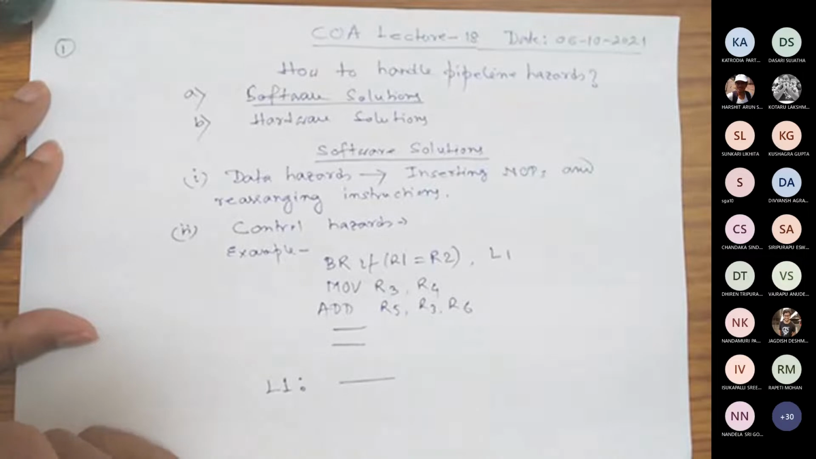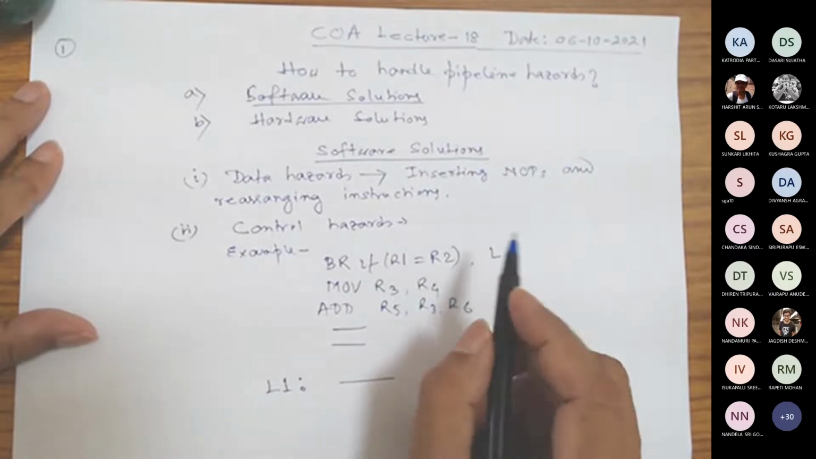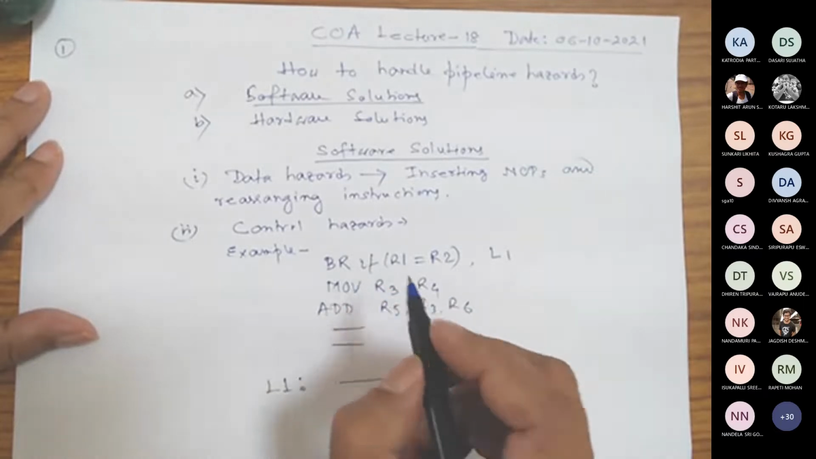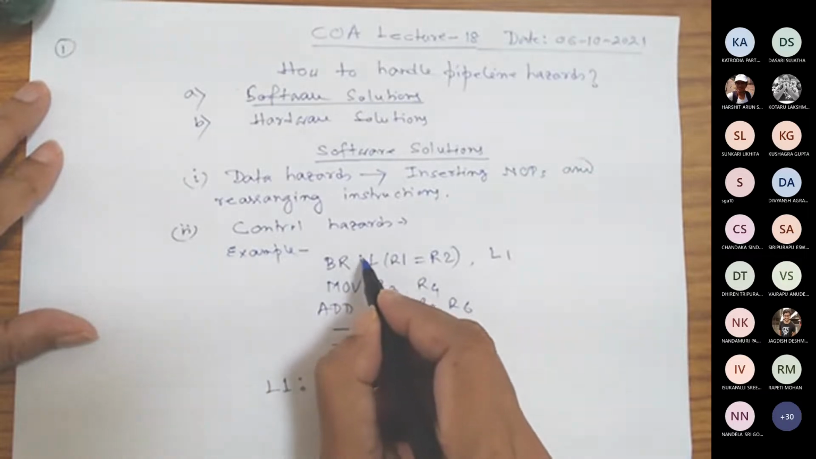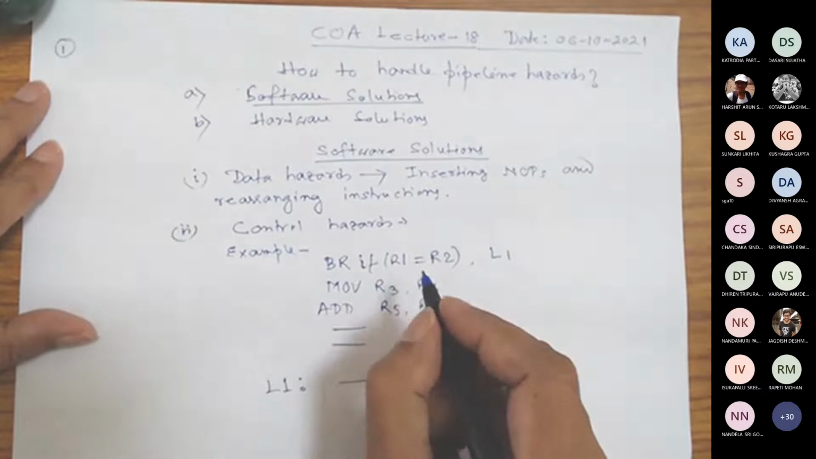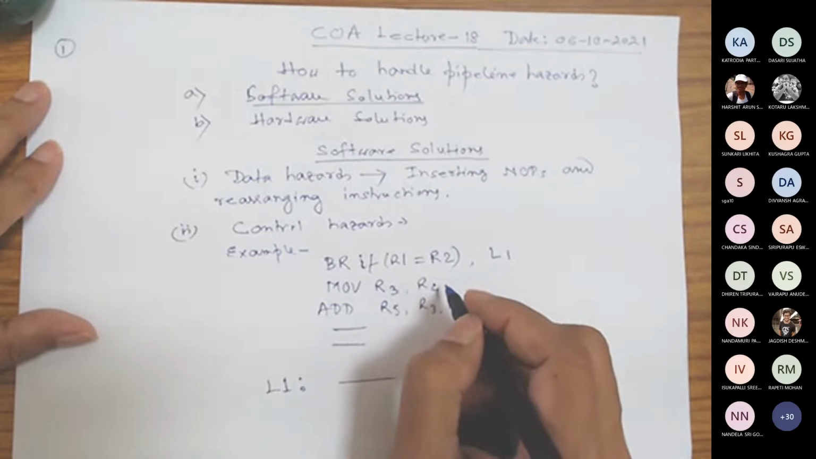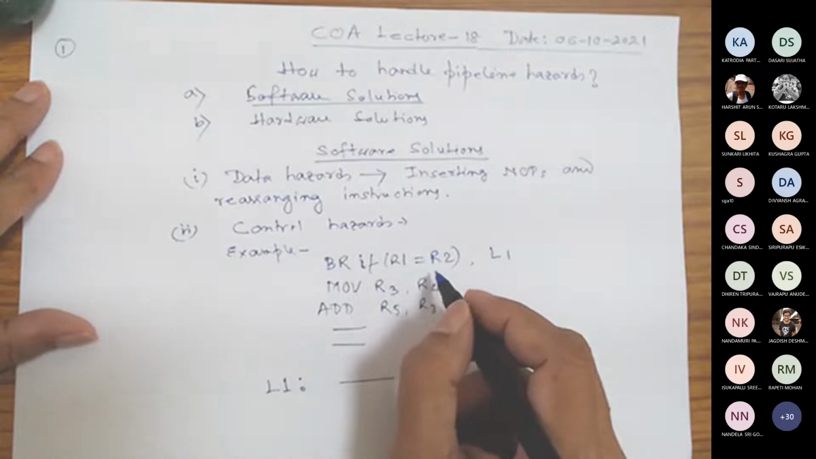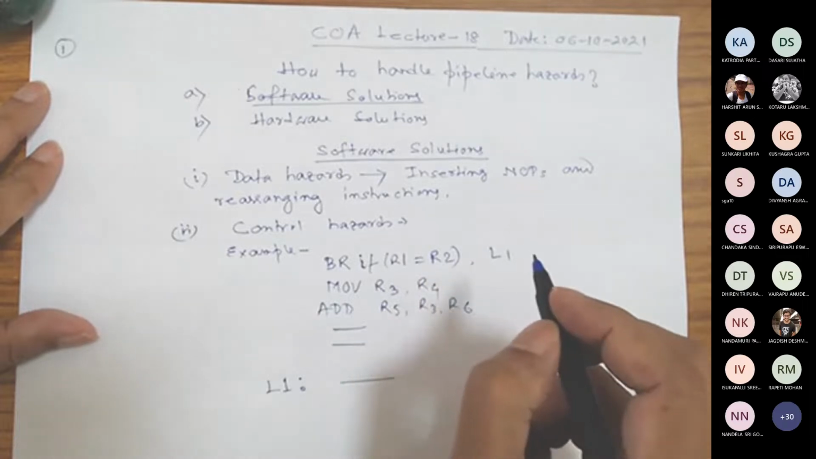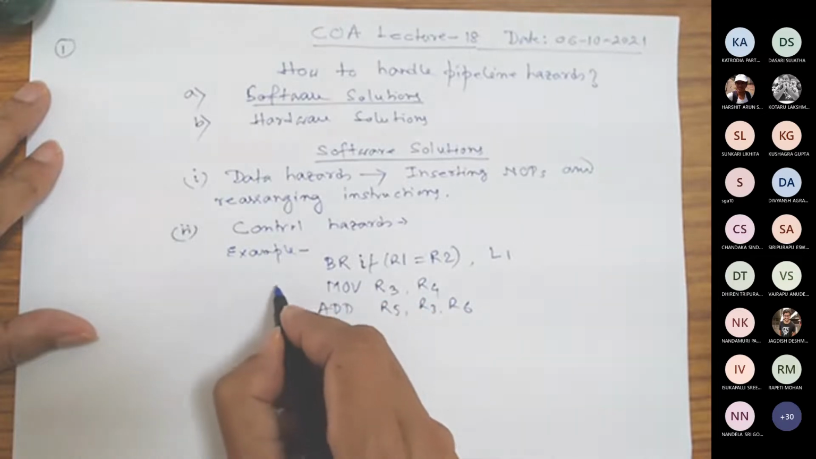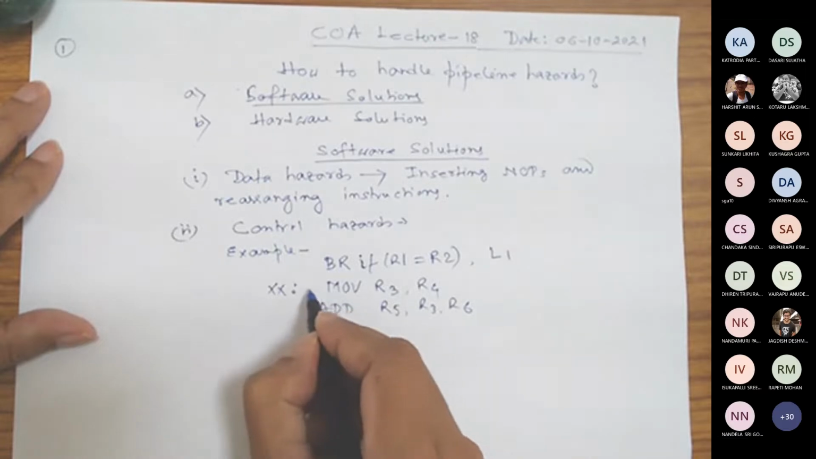Now, if you look into the 5-stage pipeline, this branch instruction's condition R1 equals R2 gets evaluated only at the third stage, the ALU stage. Okay, and only after the third stage you know whether you will go to L1 or you will go to here. Let's say this is another label, next instruction.